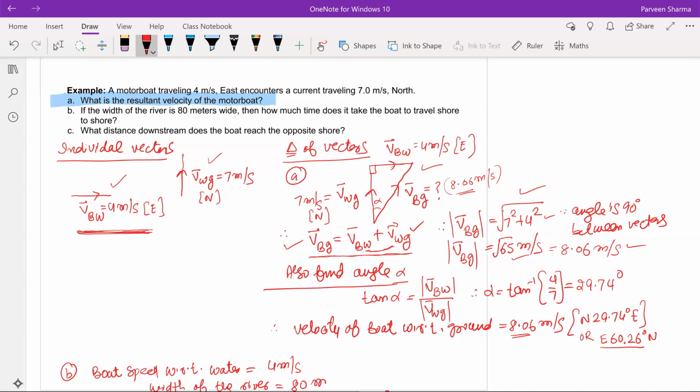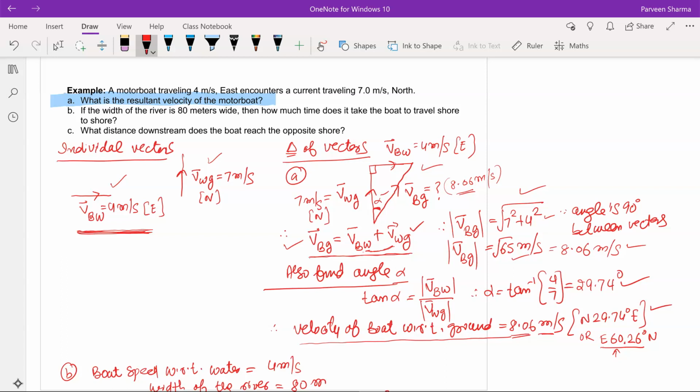The next step is to find the angle, what direction the boat is actually going. So this is the angle alpha. This is simply a right triangle. I simply use a trig ratio, and we have the opposite side given and the adjacent side given, so I can find the angle alpha. And this alpha is actually east of north. So the velocity of the boat with respect to ground is 8.06 meters per second. It's north 29.74 degrees east. Or you can write north of east, which will be initial direction east, then going 60.26 degrees north.